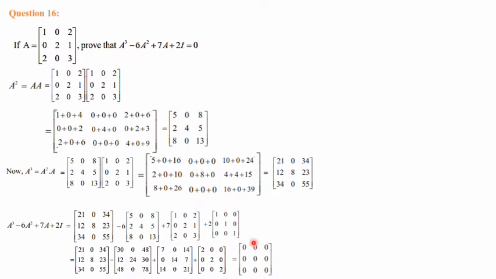So in all elements we are getting 0, because we want to prove that we are getting a 0 matrix. It is quite clear this is a 0 matrix, so that is equal to O, hence the proof.